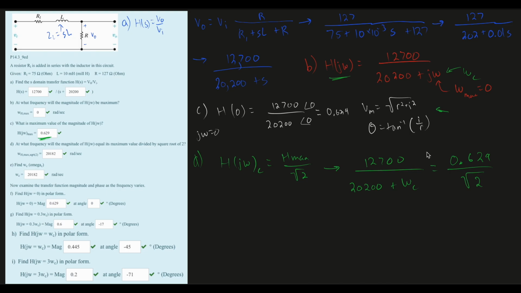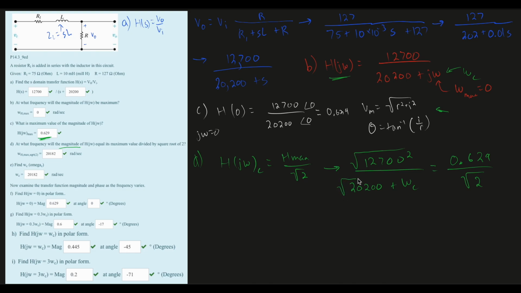Well, instead of writing all that out, all we care about is the actual magnitude here. So we're going to have the square root of this squared plus 0 squared. That's how you find the magnitude. And the reason we're only finding the magnitude is because the question asks for the magnitude only.